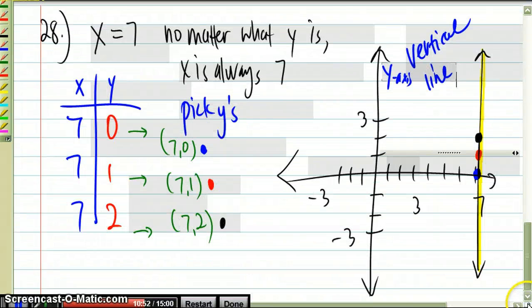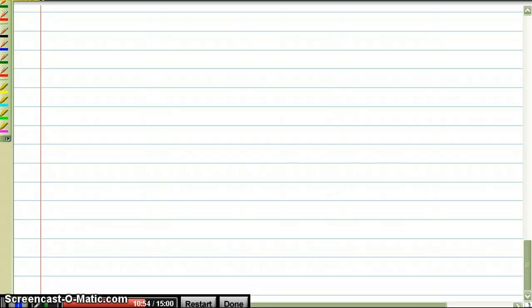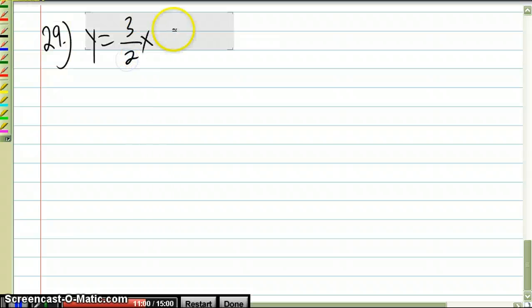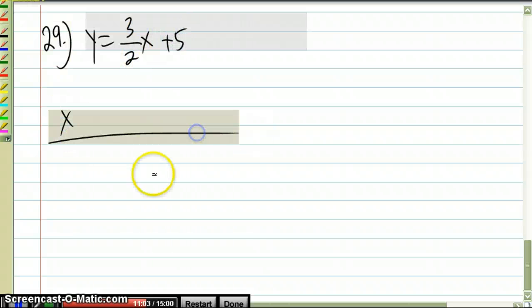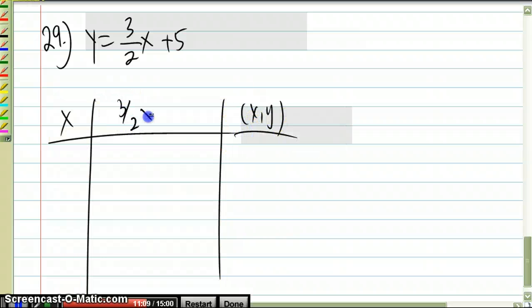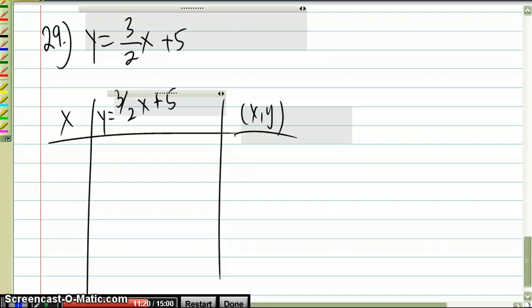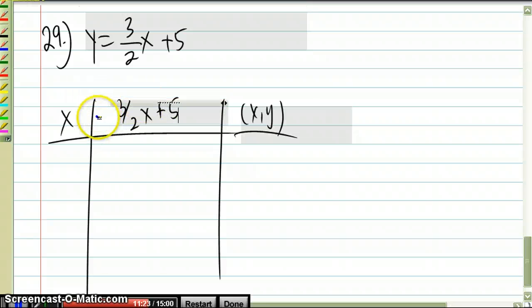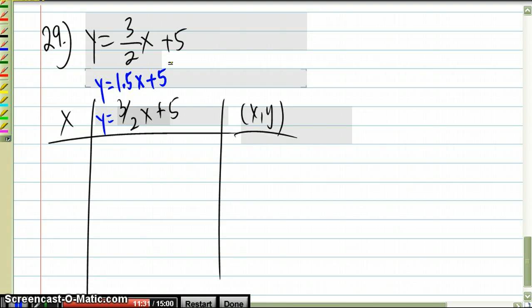And the last question here in your homework, you do have a fraction, don't be scared by it. Number 29, we have y equals 3 over 2x plus 5. When you go to make your chart, my suggestion is as you pick your x's, you're going to multiply your x with this fraction 3 over 2, and some of us might want to change it to y equals 1.5 times x plus 5. We can do that. You can change it to 1.5 when you're multiplying.